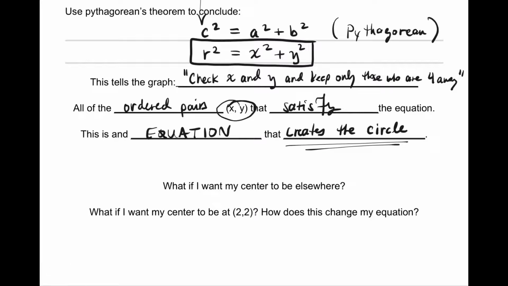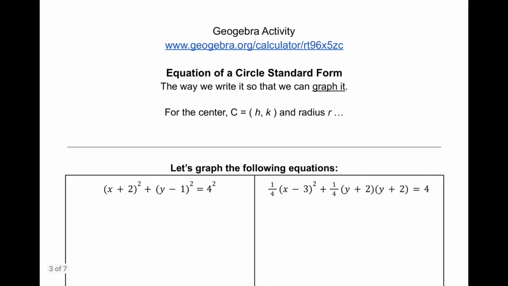Now, what if I want my center to move? What if I want my center to be at 2, 2, like we did on the first problem? Because this only works for circles that are centered at 0. How can I change that for my next equation? Let's see if this will pull up on the iPad. I don't think it's going to want to.